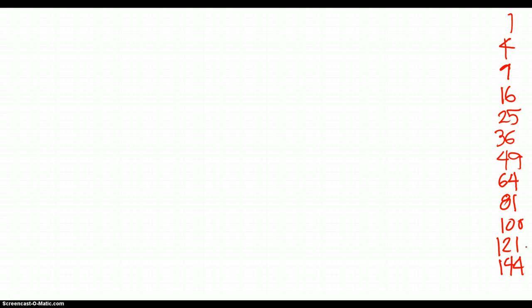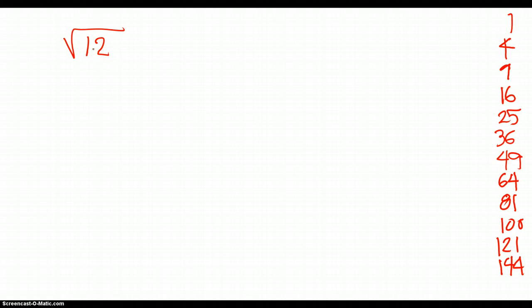Okay, these are the numbers that are going to help us. So what we're going to try to do is we're going to try to break numbers down into perfect squares. So for example, if I gave you the number 12, if I asked you to take the square root of 12, we are going to try to figure out what perfect square is in 12 that we can take out.